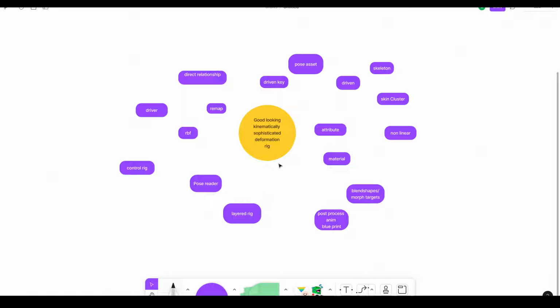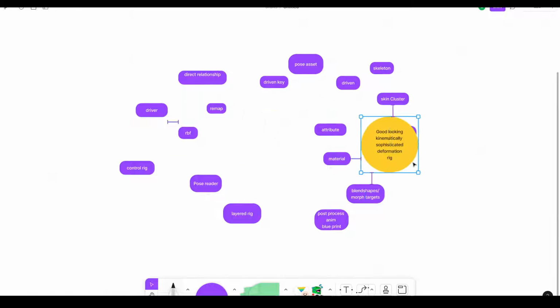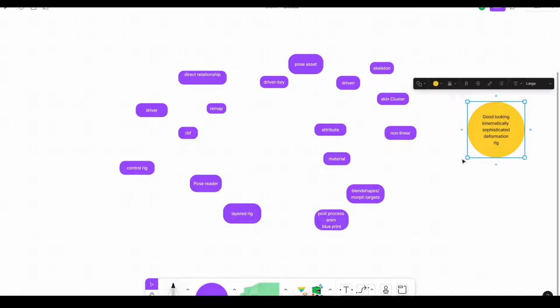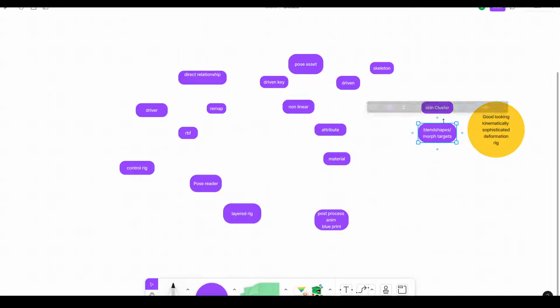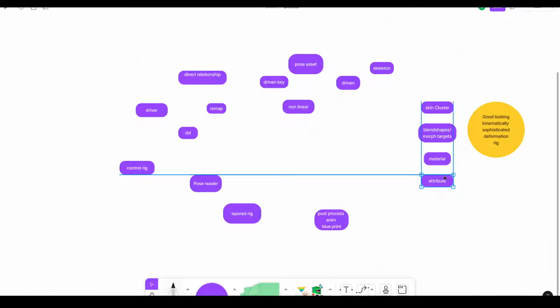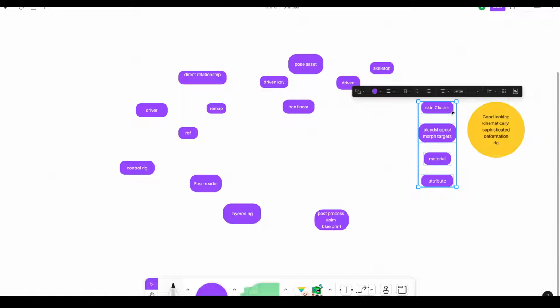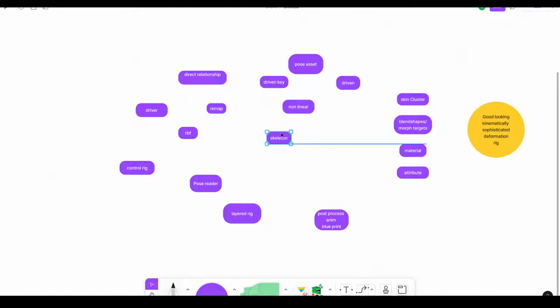So let's start. We know that the end goal is to have a good-looking, kinematically sophisticated deformation rig. That's cool. That's a good word. We're going to put this at the end. So at the end of the day, whatever is deforming or transforming the mesh, it's mostly a skin cluster deformer, or a blend shape. We also mentioned good looking, so it could be a material or an attribute. This is the stuff that in the end we manipulate, we drive, in order to make the character move around.